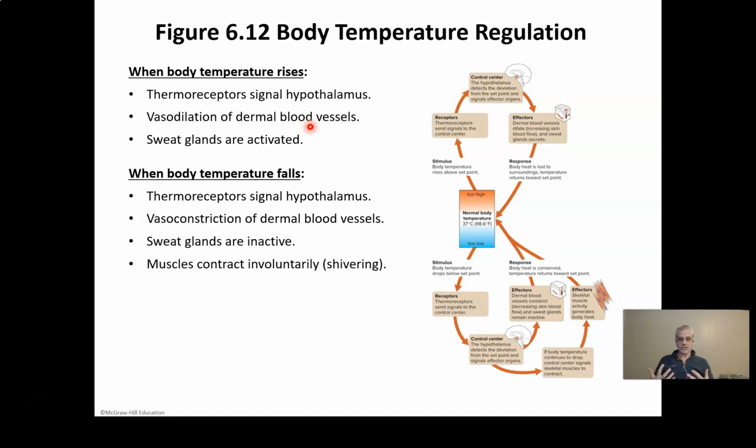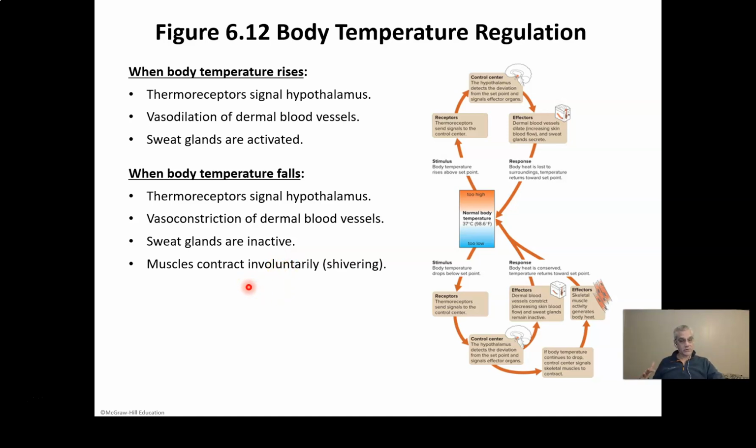and they are more likely to get rid of excess heat energy. On the other hand, if you're cold, you want to retain that heat, and so you will get vasoconstriction of dermal blood vessels. You'll have smaller blood vessels, less blood going to your skin. You want to retain that blood and retain the heat with that blood inside your body. Sweat glands are activated, of course, when body temperature goes up. They are deactivated when body temperature goes down. That's all under the regulation of the autonomic nervous system.